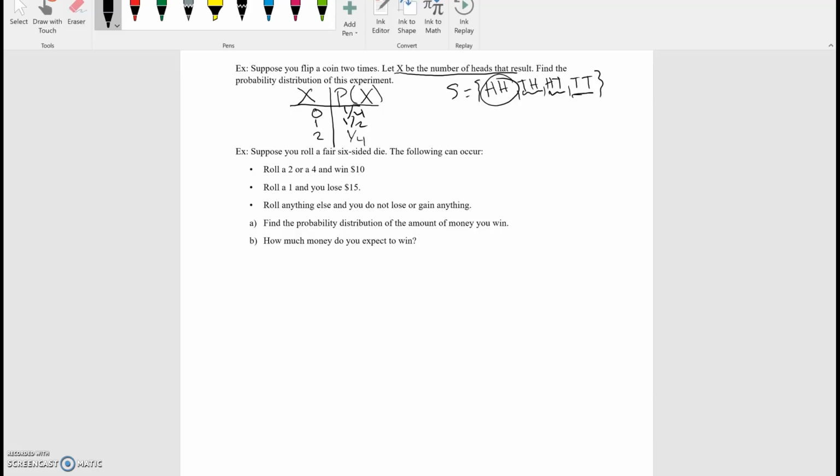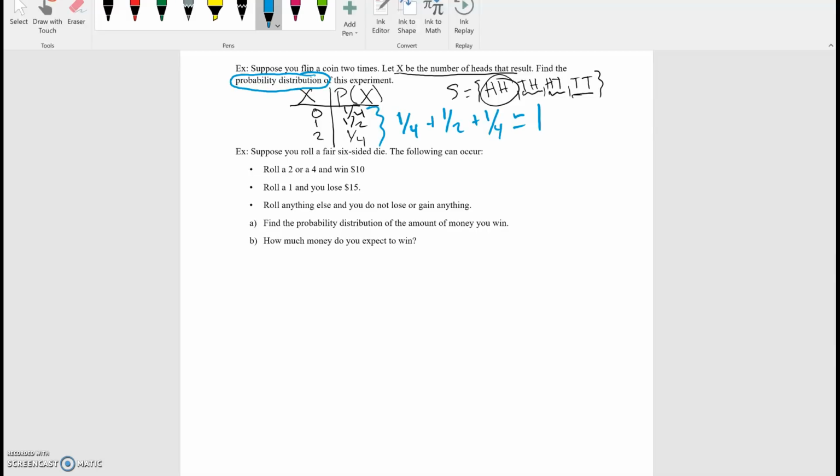Remember that in order to make sure this is a probability distribution, we have to make sure that all of our probabilities add up to 1. So clearly 1/4 plus 1/2 plus another 1/4 equals 1. 25 cents, 50 cents, 25 cents gets me $1. So that's basically it. Whenever you see the words probability distribution, basically what I'm telling you to do is construct a table of this experiment and sort out all the outcomes and all the probabilities.